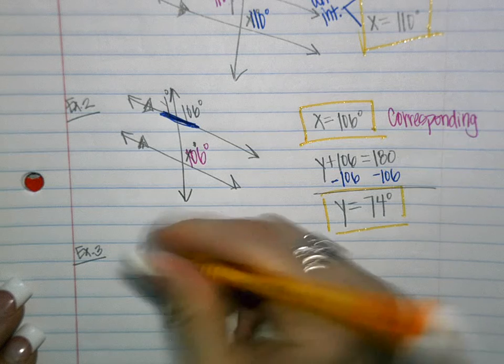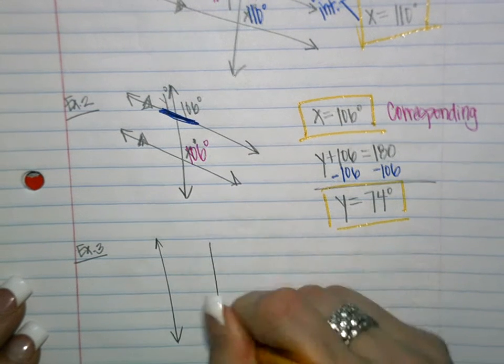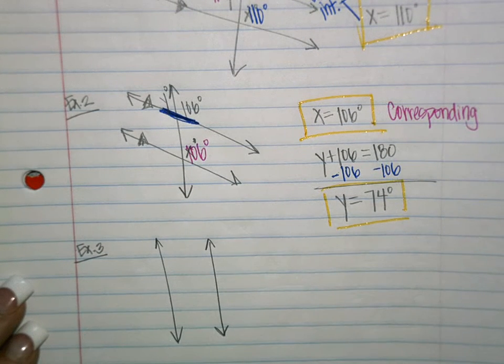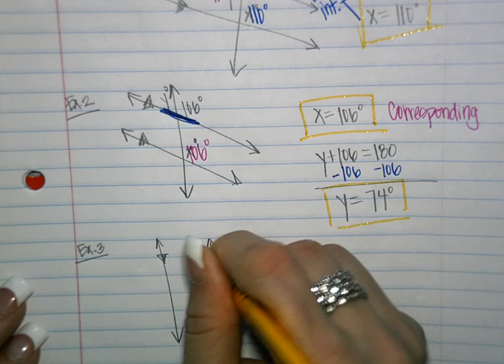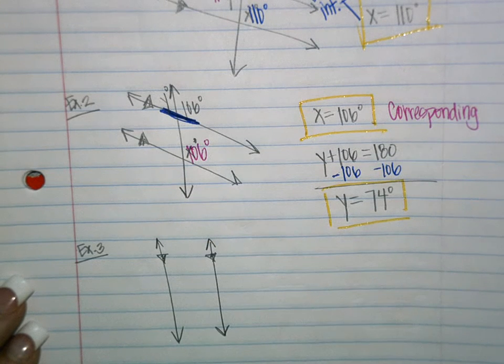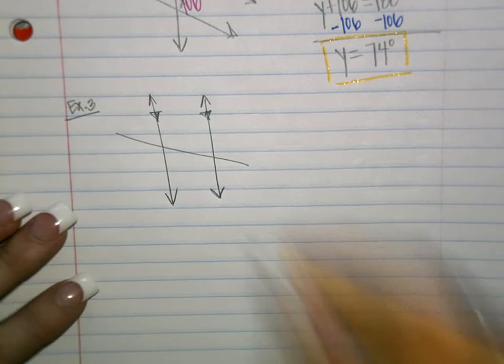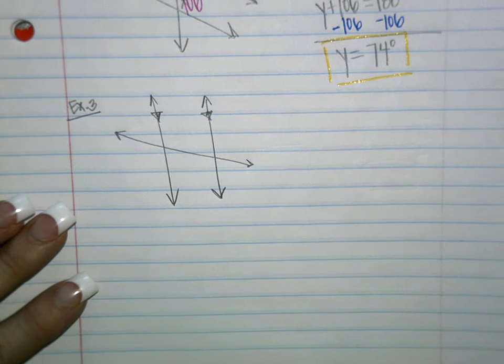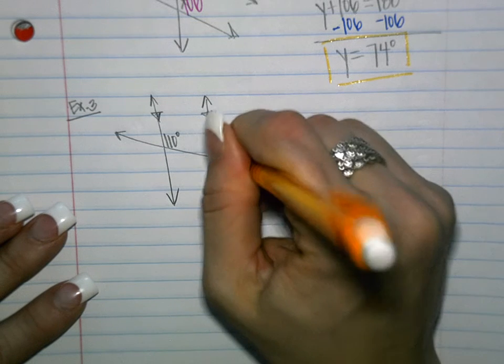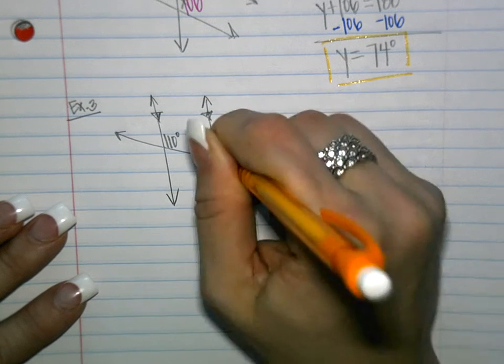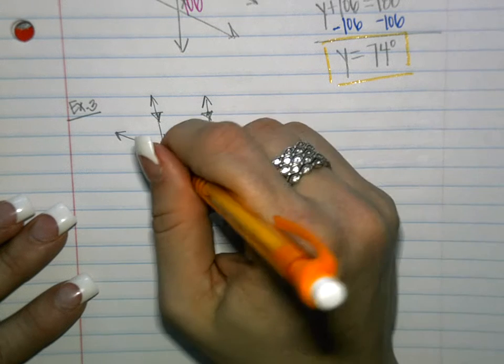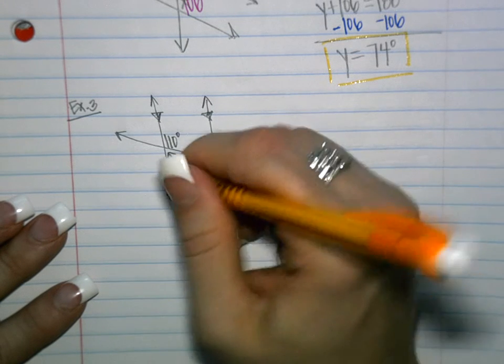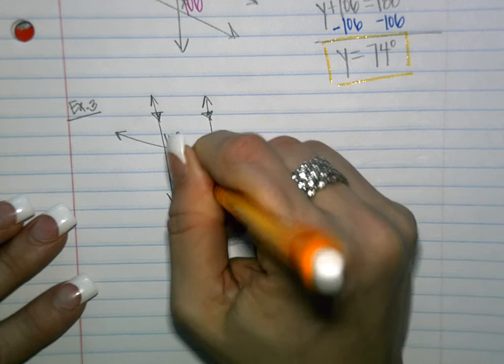For number 3, I'm going to have straight up and down parallel lines, and these are both parallel to each other. Okay, so they have the little triangles on them. And I'm going to have a transversal line going through them. I tell you that this is 110 degrees. Right here is 5x plus 15 degrees. And this one is y minus 28 degrees.